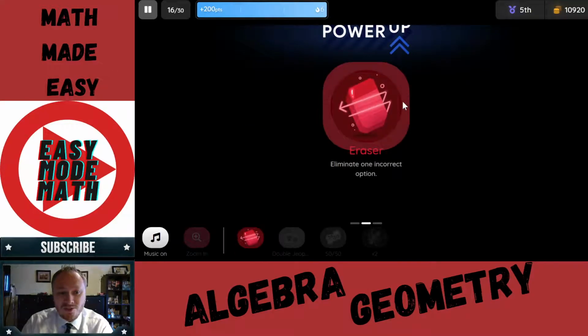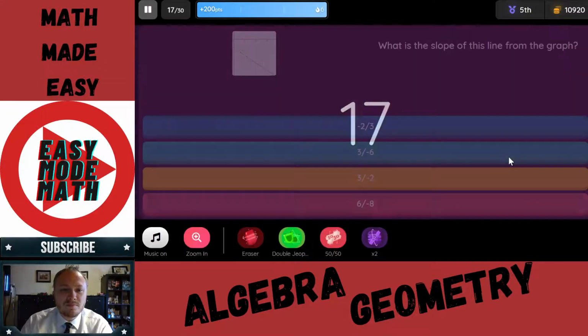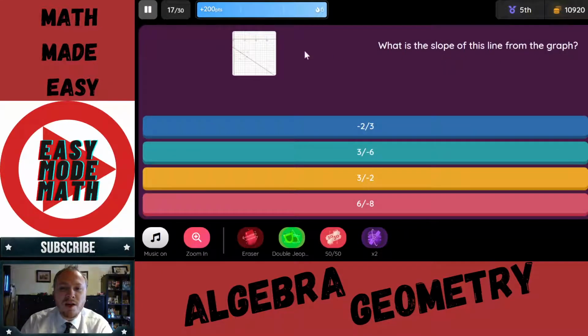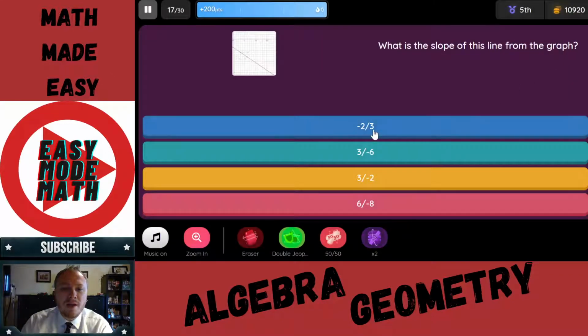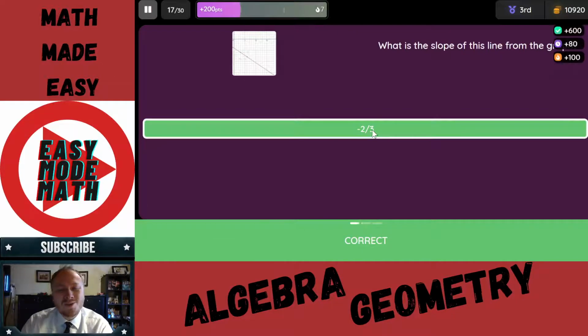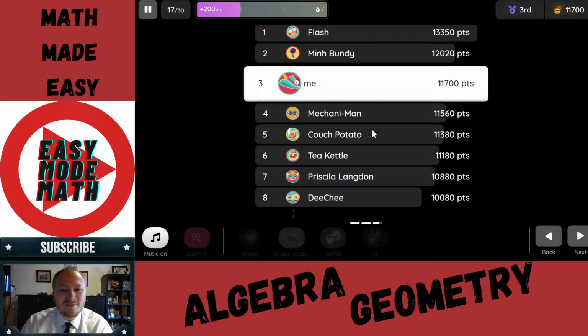Power-ups. Eraser. What is the slope of this line from the graph? We have the 2 points, 3, 6, and 6, 3, negative 6, and 6, negative 8. You can use those 2 points. You can find your slope on the graph. Which one is it going to be? Down 2 over 3. I was petrified you'd get that wrong. It really was.